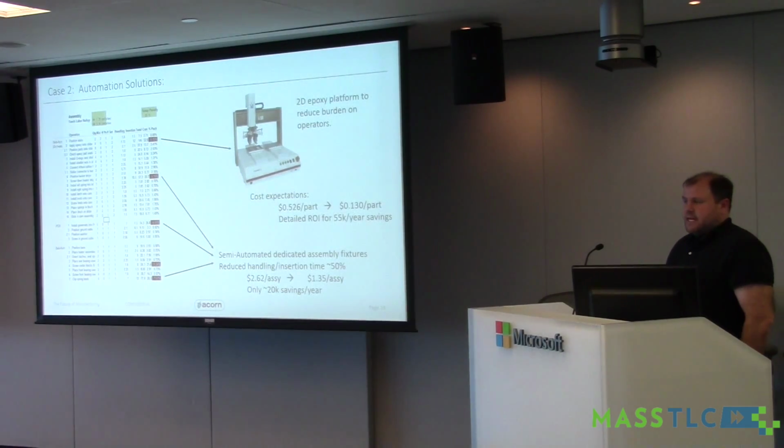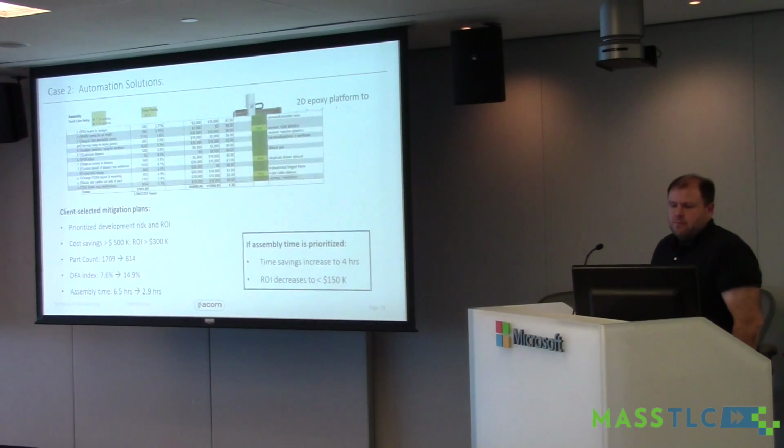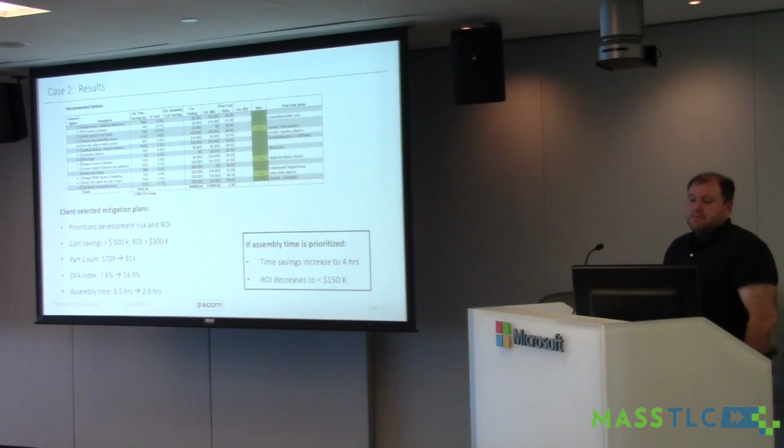Ended up making a bunch of dedicated assembly fixtures. So the definition of robot is pretty wide these days. So these are semi-automated solutions. Again, overall decisions from the client on what they want to implement. Total roll-ups here, again, pretty significant from an overall cost standpoint. We actually could have reduced the assembly time quite a bit more, but they prioritized ROI over overall assembly. So can't fault them for wanting to get their money out.